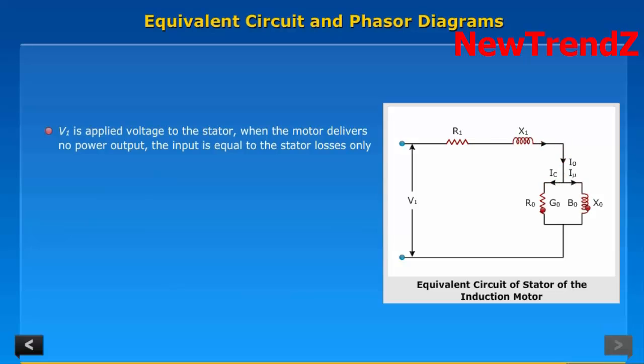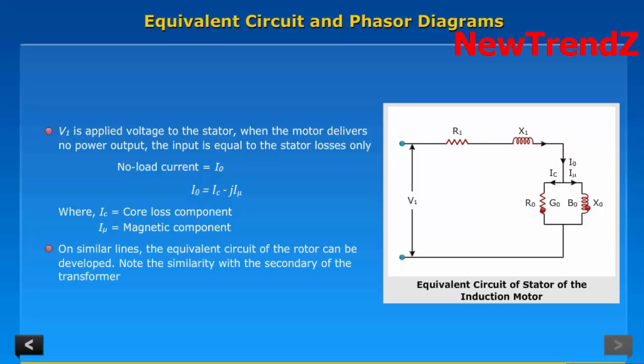When the motor delivers no power output, the input is equal to the stator losses only. No load current equals I0, where Ic is the core loss component and I mu is the magnetizing component. On similar lines, the equivalent circuit of the rotor can be developed. Note the similarity with the secondary of the transformer.